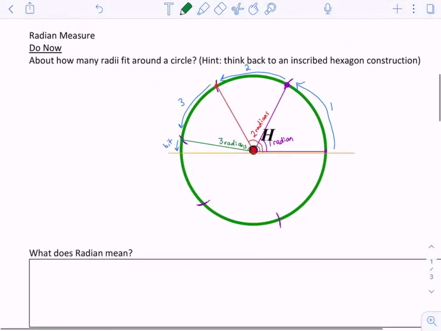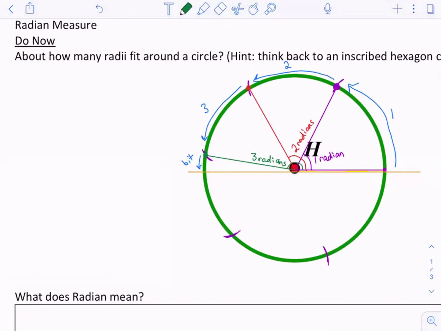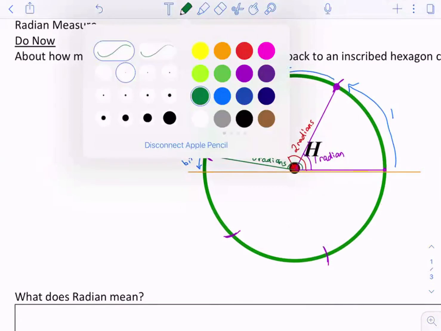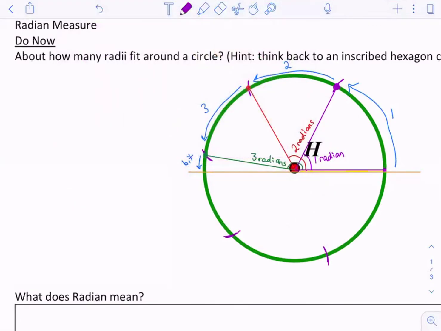Now, one thing I really want you to notice is, if half of a circle, well, how many degrees are in half of a circle? We should know this right off the top of our heads. We know half a circle is 180 degrees.